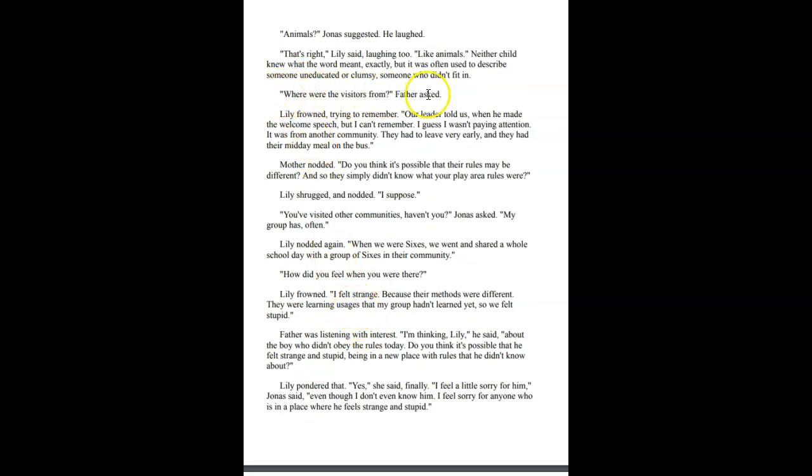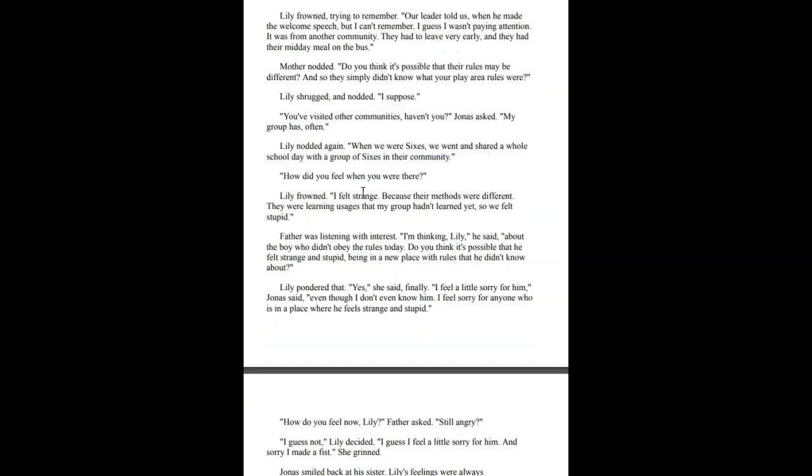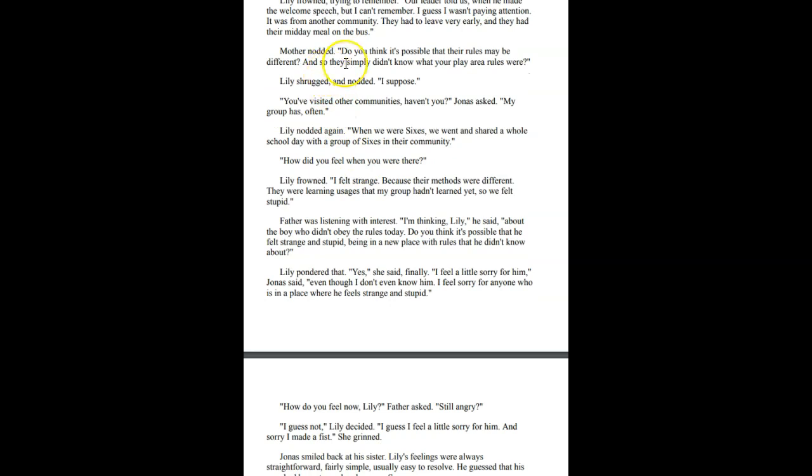"Where were the visitors from?" Father asked. Lily frowned, trying to remember. "Our leader told us when he made the welcome speech, but I can't remember. I guess I wasn't paying attention. It was from another community. They had to leave very early and they had their midday meal on the bus." Mother nodded. "Do you think it's possible that their rules may be different, and so they simply didn't know what your play area rules were?" Lily shrugged and nodded. "I suppose."